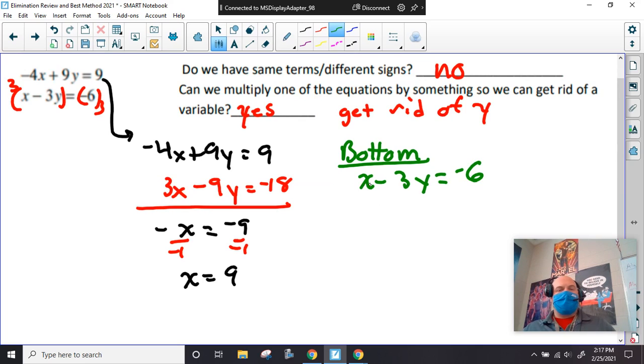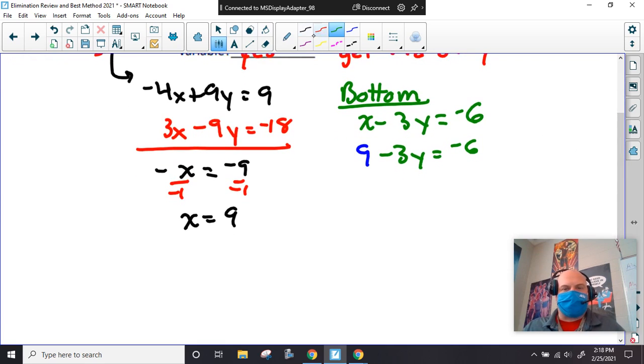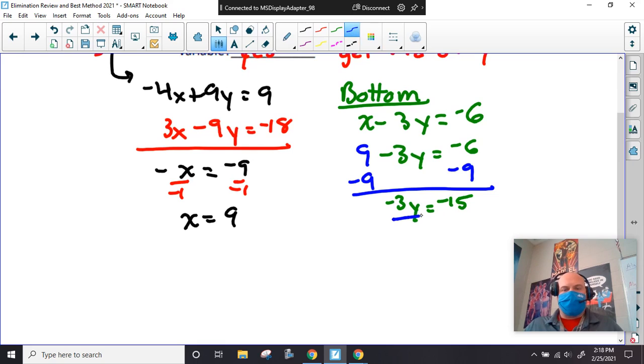All right. So we're using the bottom. We're going to plug in this 9 right here. So 9 goes here because that's where x was. Okay. Now it's there. Now I got to subtract it because that's just the way life happens. It's here. Now it's not. I get negative 15.